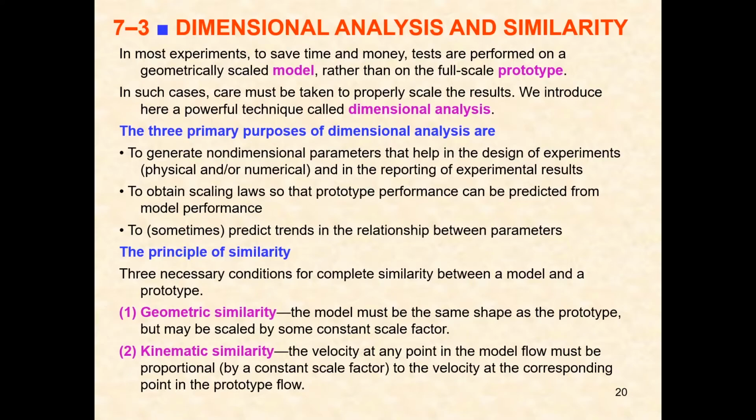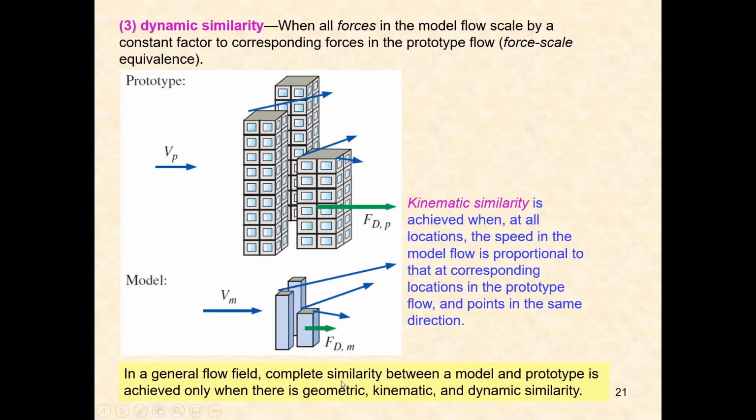Like when you want to downscale a car, you need to make sure that all the ratios, all of the lengths, everything must be scaled by the same factor. And for kinematic similarity, the velocity at any point in the model flow must be proportional to the velocity at the corresponding point in the prototype flow. So in this example, we have this prototype and model.